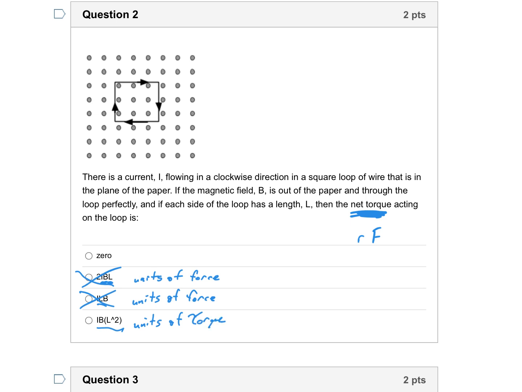So we've got 2 possibilities now. The answer is either 0 or IBL squared. Which is it? Well, let's look to see what the forces tell us about what's going on with the torque.